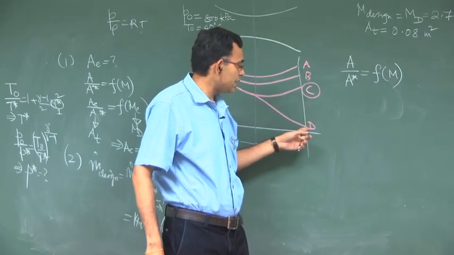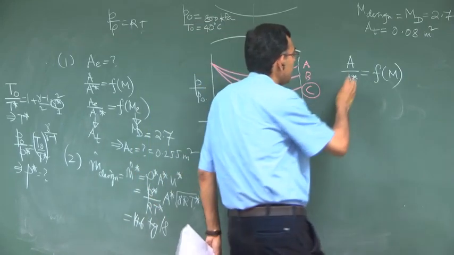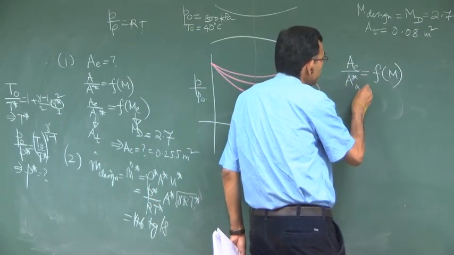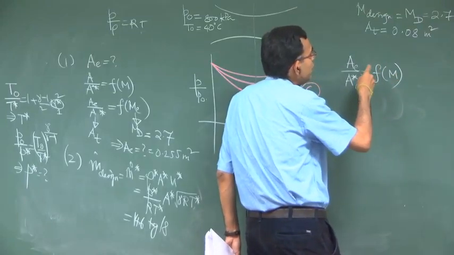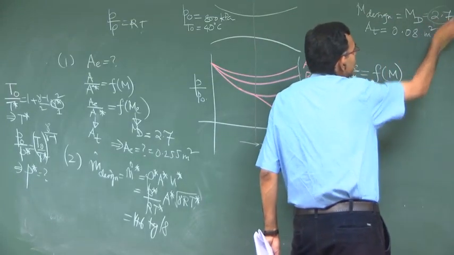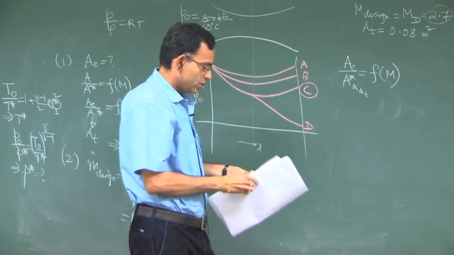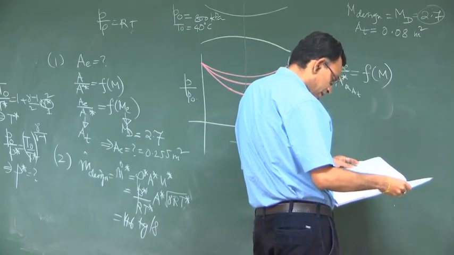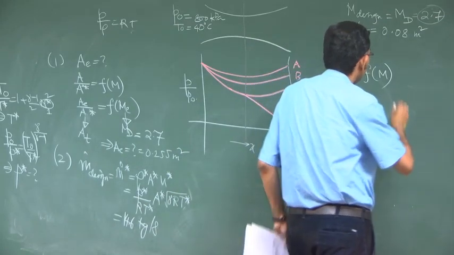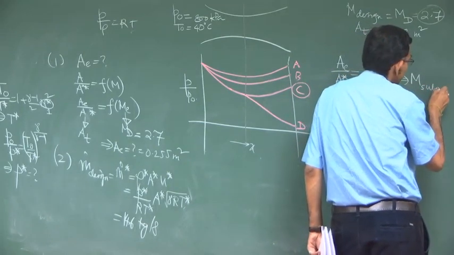So, for D it is supersonic, for C it is subsonic. So, AE by A star, which is area of the throat, you will get two solutions for M, and one solution is already there, 2.7, and what is the other solution? So, the other solution, let me see if I have it with me, though I do not have, but from here you get M subsonic, that solution.